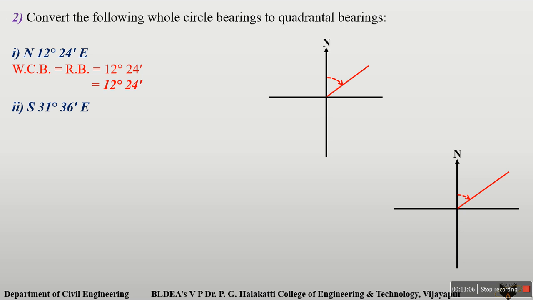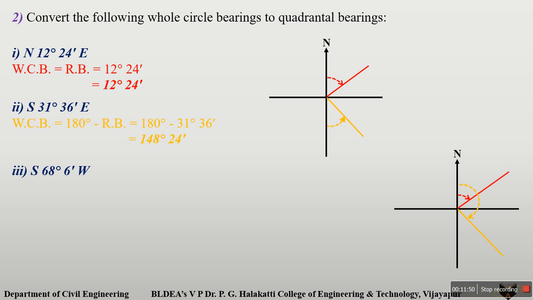Similarly, second one, south 31 degree 36 minutes east. So just observe here, this is our reduced bearing value measured from the south towards the east, but in the whole circle bearing system it is measured from the same line measured from the north direction, that is like this. So we have to calculate this one. Our formula will be WCB is equal to 180 degree minus RB. Put up the RB value, that is 31 degree 36 minutes. We'll get our whole circle bearing value, that is 148 degree 24 minutes.